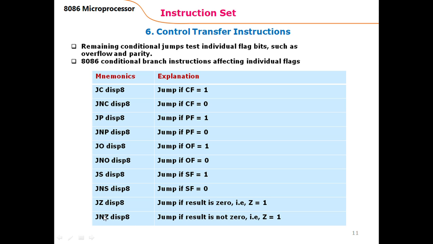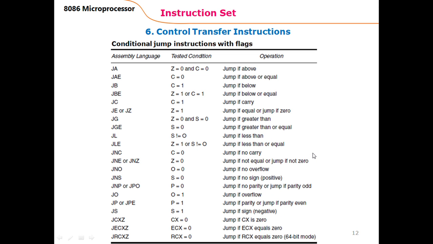And similarly, for the zero flag, there is another instruction, JNZ, jump if result is not 0. If the result of the previous computation is not 0, then the Z flag would be 0. This is a typo, so this will jump if Z flag is 0. Okay, so here is the complete set of conditional jump instructions.